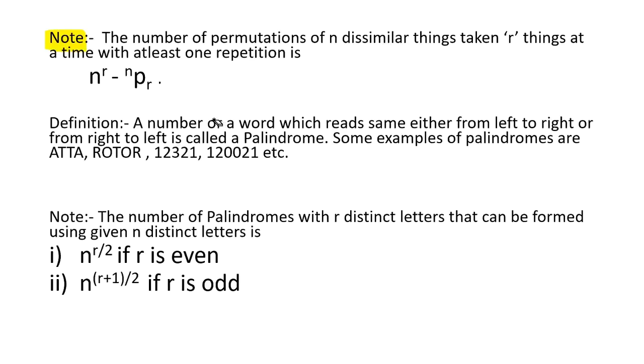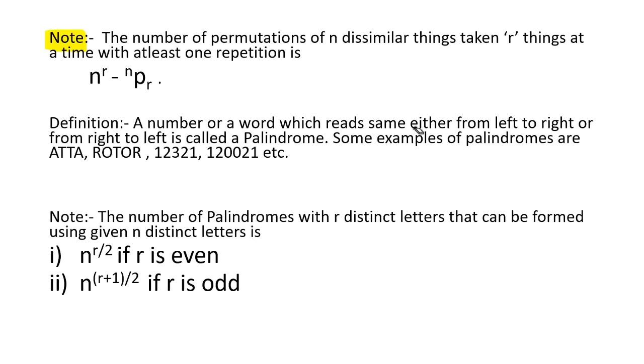Now, the number of permutations in which at least one object is repeated is n raised to r minus nPr. n raised to r gives the total number of permutations where repetitions are allowed. nPr gives the number of permutations where repetitions are not allowed. Therefore, n raised to r minus nPr gives the total number of permutations in which at least one object is repeated or one element is repeated.